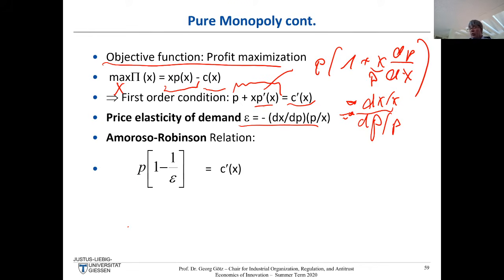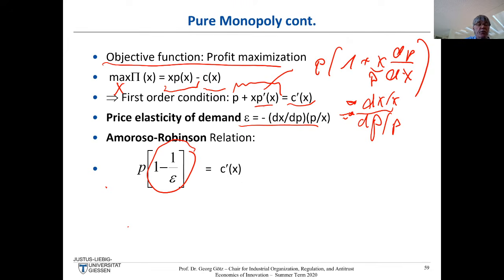Now, this is the first order condition put in terms of the Amoroso-Robinson relation. You could just put this expression on the other side, and it would tell you by how much the price is above marginal cost. So if epsilon is 2, this would be 1/2. So you would get that price times 1/2 is marginal cost.